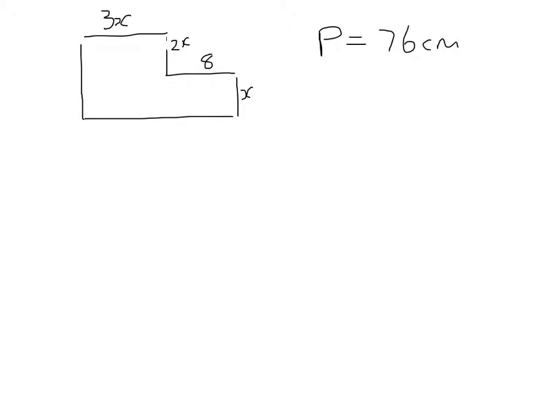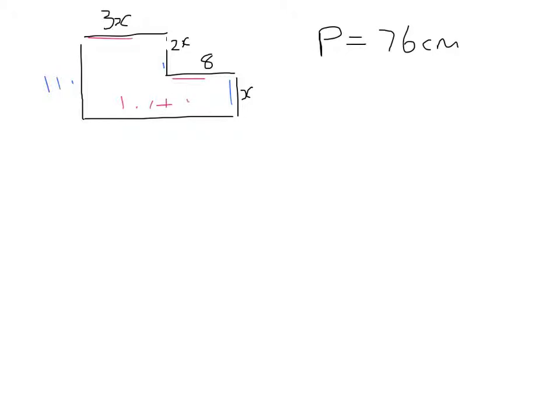Now, for this particular question, we're told that the perimeter of this object is 76 centimetres, and we've been given a few dimensions, so there'll be a few that we have to add in. If we look at this bit here and this bit here, it hasn't been drawn to scale obviously, but 2x plus x is 3x, which goes over here. And then for this bit here, we've got 3x plus 8 is the equivalent of this bit down the bottom.